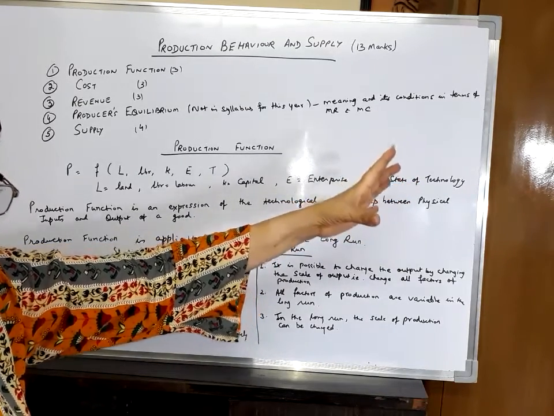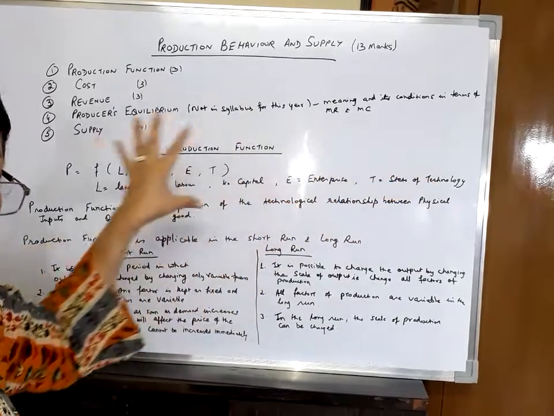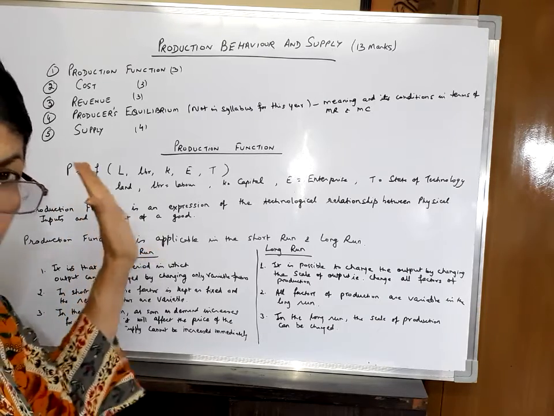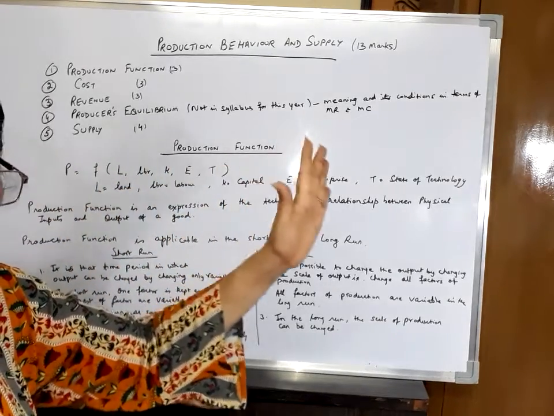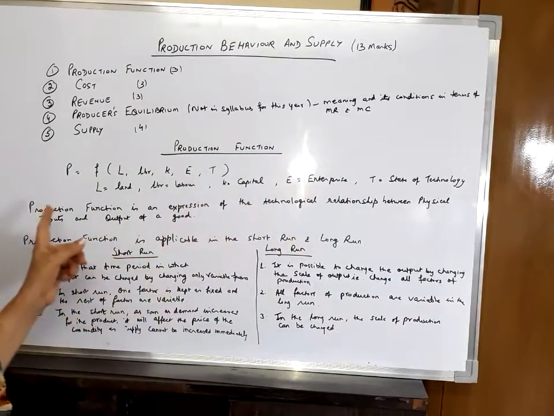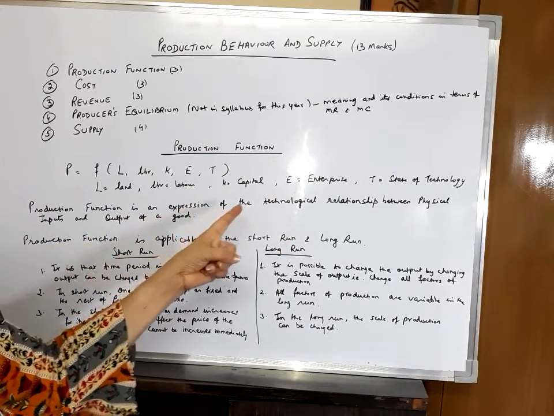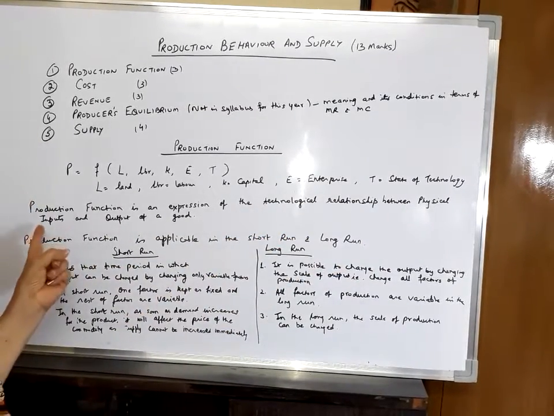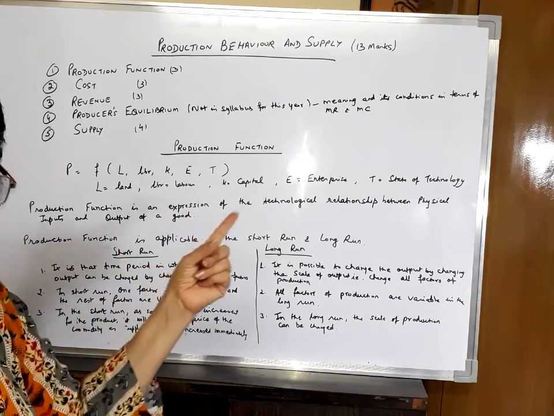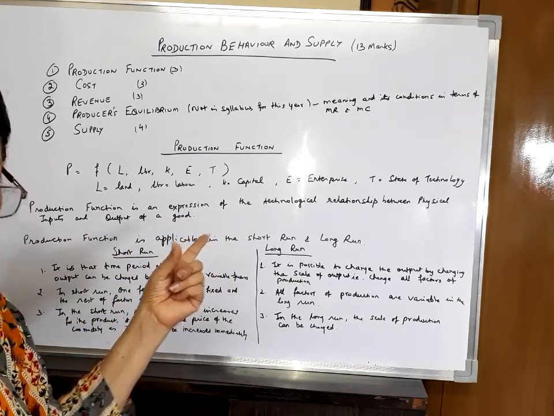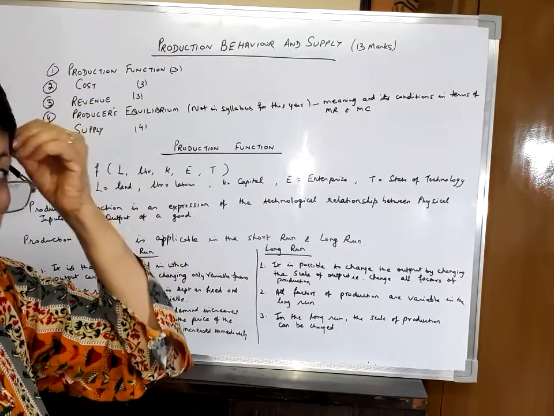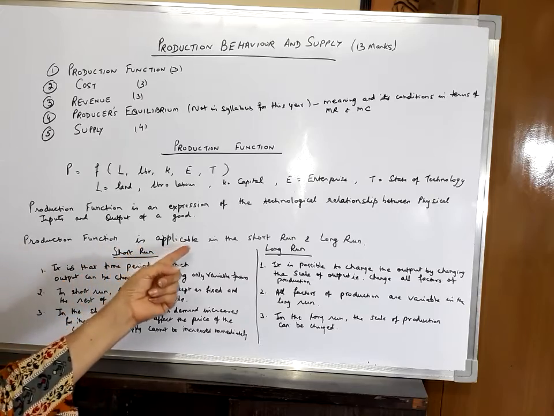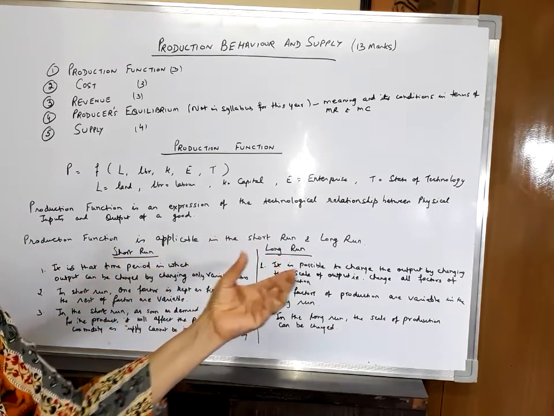Whenever a producer has to produce, he has to arrange for all these factors of production. So production at any point of time is dependent on all these factor inputs. So production function is an expression of the technological relationship between physical input and output of a good. This, children, can be asked for 1 mark. A definition on production function may be asked for 1 mark. Production function is applicable both in the short period and long period.